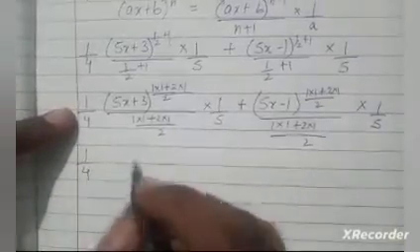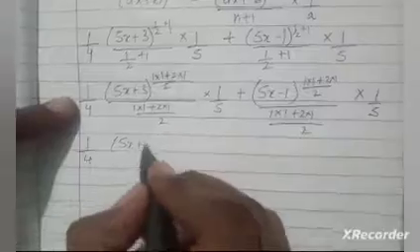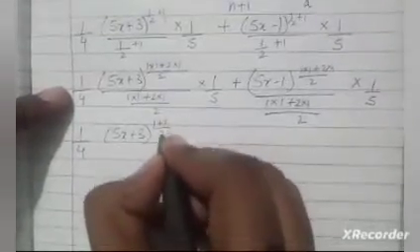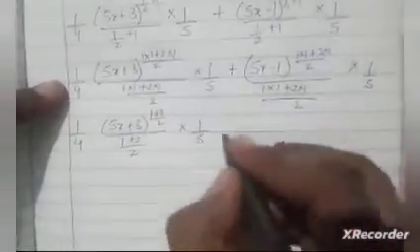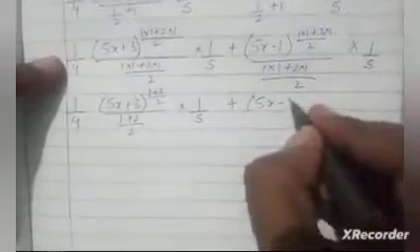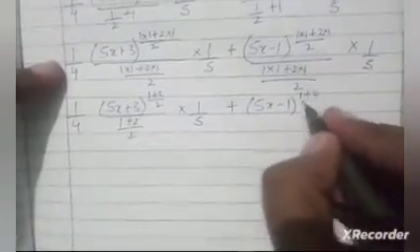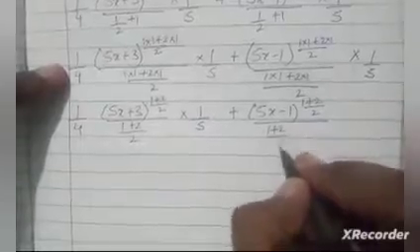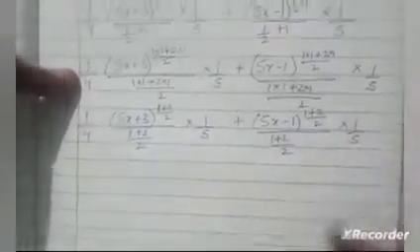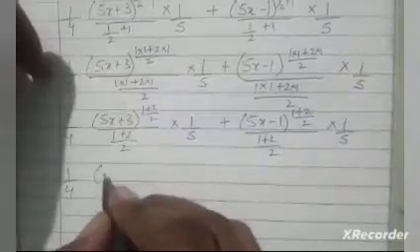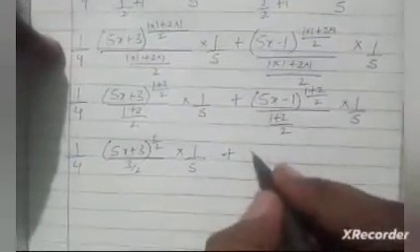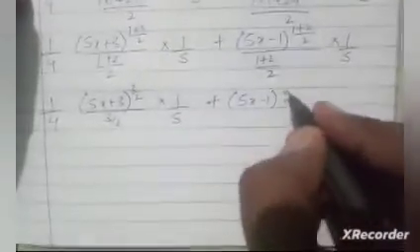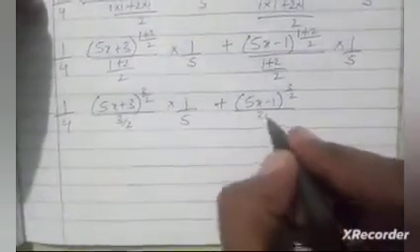Then 1 by 4, 5x plus 3 to the power 1 plus 2 by 2 divided by 1 plus 2 by 2 into 1 by 5, plus 5x minus 1, same in the denominator, into 1 by 5. Then 1 by 4, 5x plus 3 to the power 3 by 2 divided by 3 by 2 into 1 by 5, plus 5x minus 1 to the power 3 by 2 divided by 3 by 2 into 1 by 5.